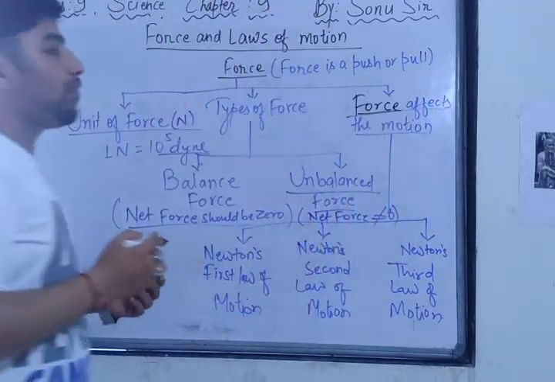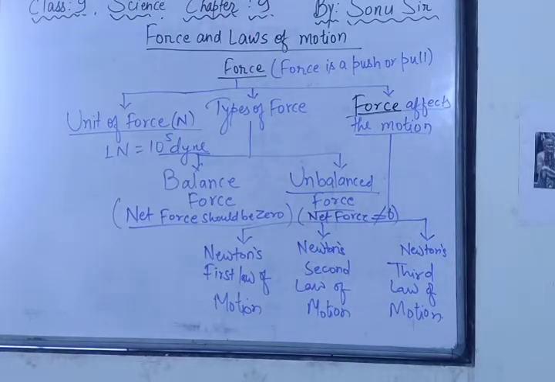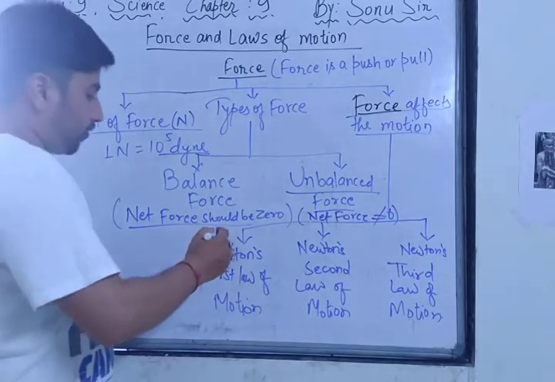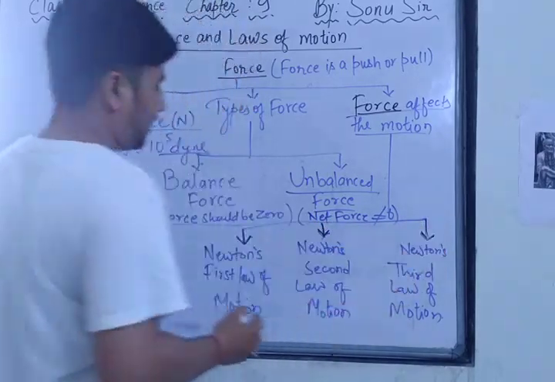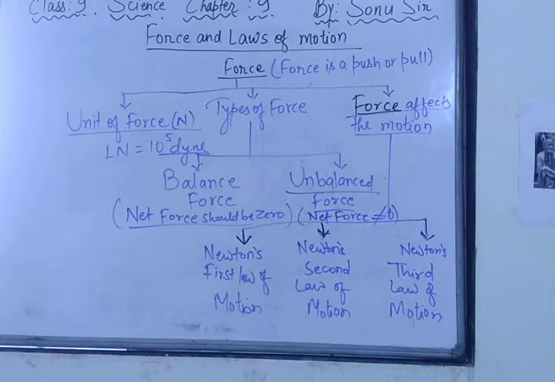Got it? After understanding how force affects motion, you should know there are three laws. Newton gave the three laws of motion, right? First law, second law and third law. Here is Newton's first law of motion. Have you ever heard about it? Newton's first law of motion states that a body continues to remain in a state of rest or of uniform motion along a straight line unless or until an external unbalanced force acts on it. It is also called the law of inertia.